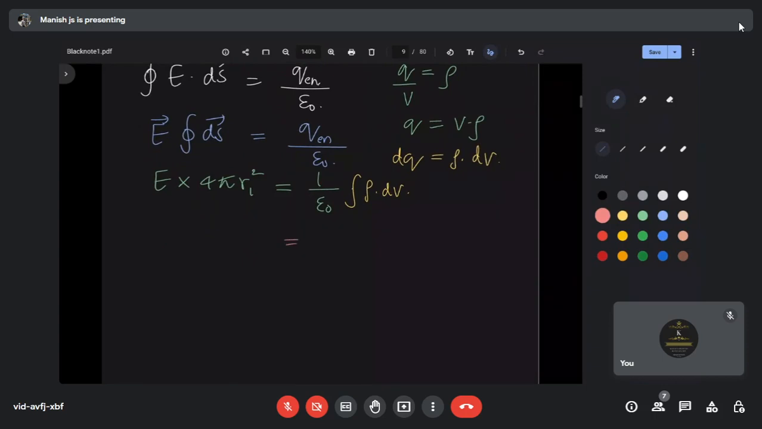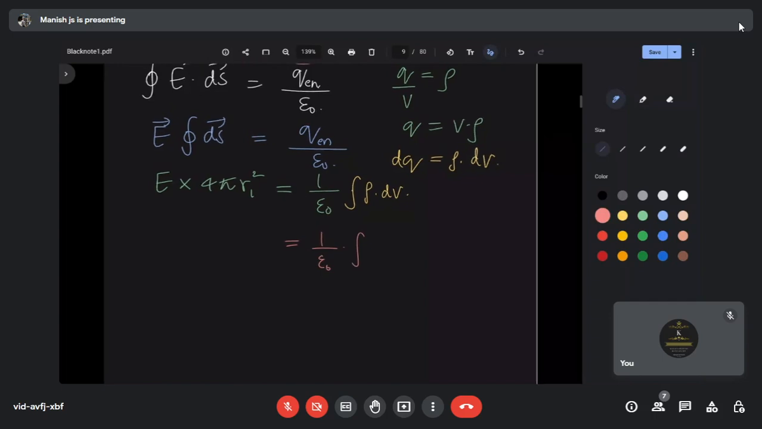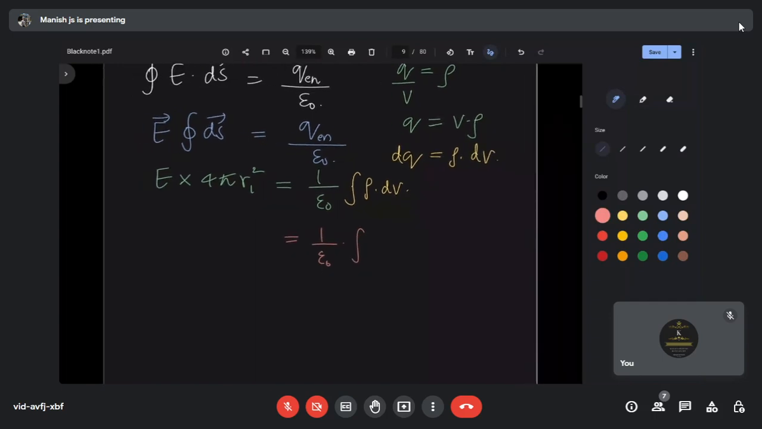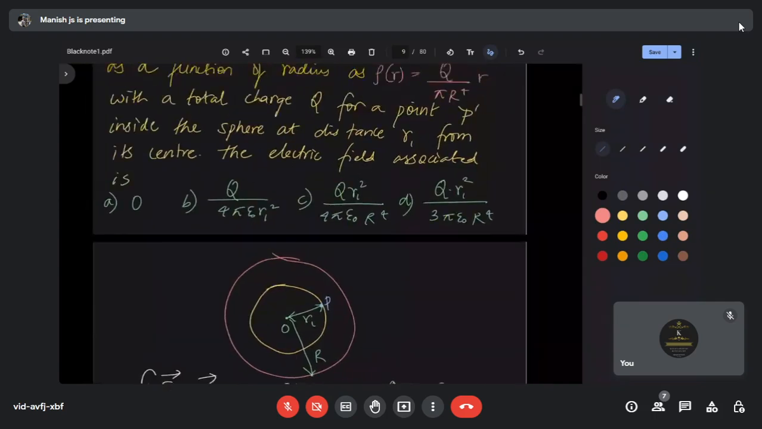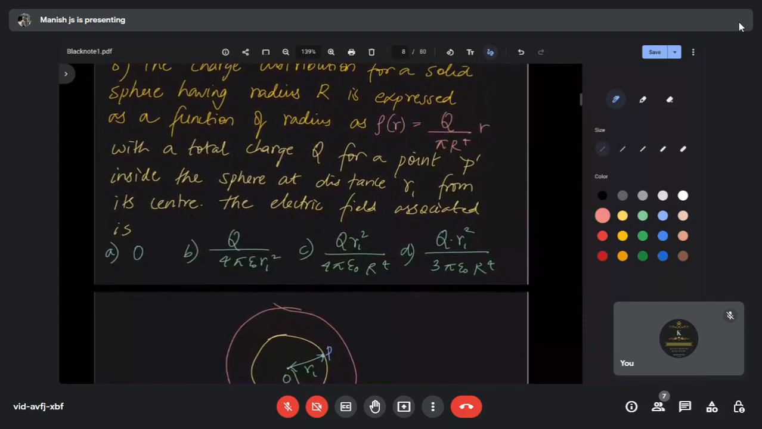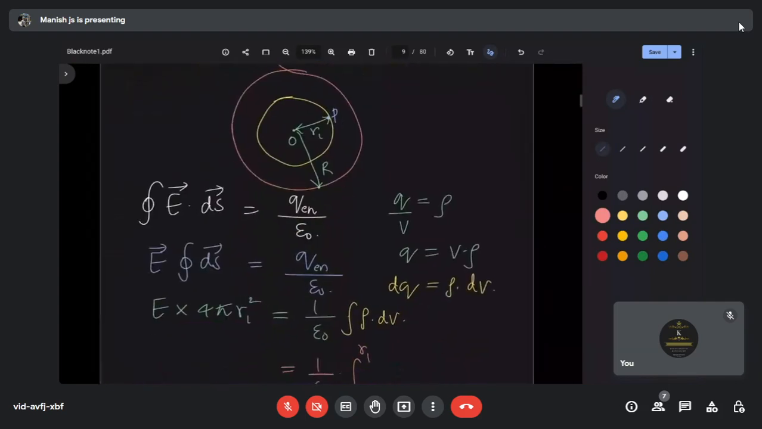Next you go for simplification further. So further you simplify appropriately, 1 by epsilon naught times your integration. Integration is from where to where? Center of the sphere it is 0. So 0 to r1. Then the entire sphere inside will get covered. We apply the limits. The value of rho as a function is already given in the question, q by pi r power 4. So go and substitute.